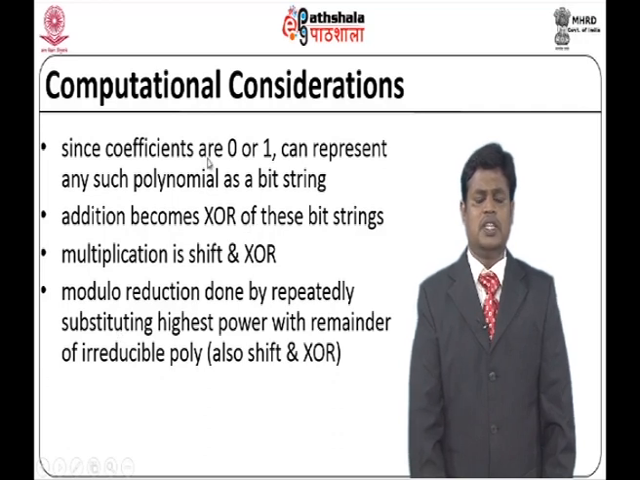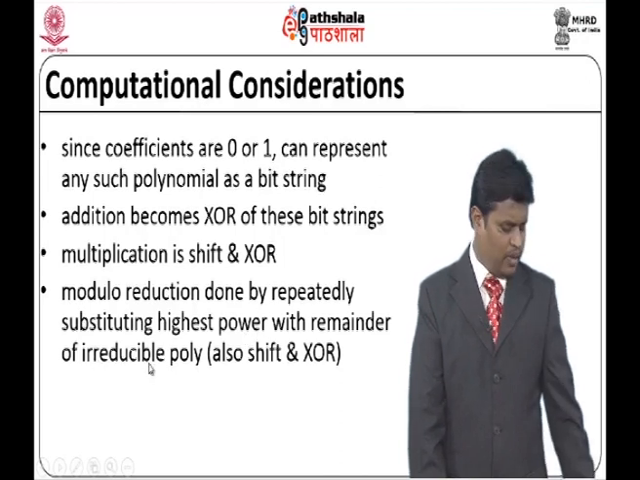So the first thing is we are going to consider zeros and ones can be represented as a polynomial or a bit string. Second, the two operations, addition and multiplication. Addition means XOR operation, and multiplication means shift and XOR operation. Whenever it goes beyond the higher degree, then the remainder will be obtained with the help of the irreducible polynomial.